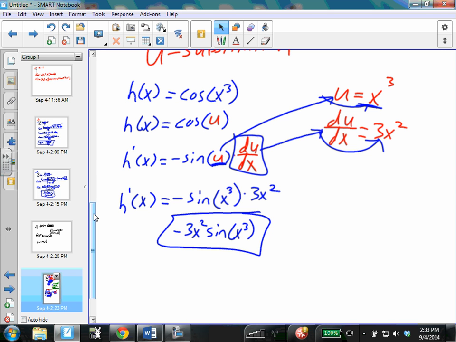So the first part is the derivative of the outside. The second part is the derivative of the inside. And so the changes that each of those pieces bring about end up kind of compounding on one another.